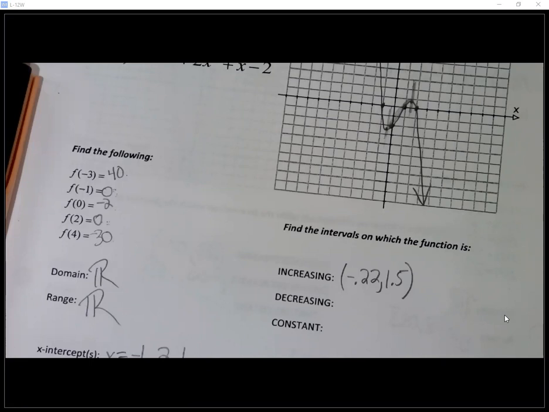Okay, ladies and gentlemen, I'd like you to get as far as you can on this. If you don't finish, no, you can't take my calculators home. Get as far as you can.